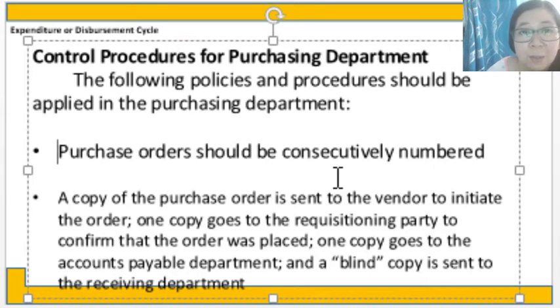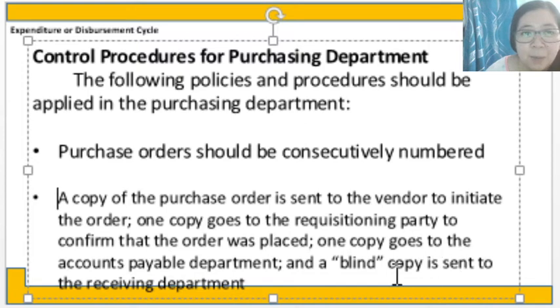Okay, so once processed, the copy of the purchase order will be sent to the vendor. So of course, this is to initiate the order and to inform them of the items that are needed and are to be purchased by the entity. Another copy will go to the requisitioning party. Okay, so this is to inform them that the purchase was processed, and these are the items which were ordered. Okay, this is also to confirm that the order was placed.